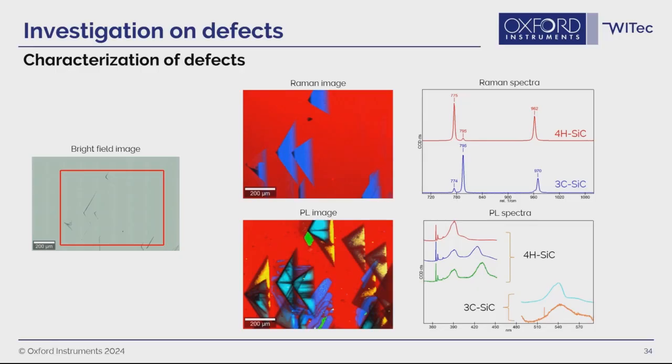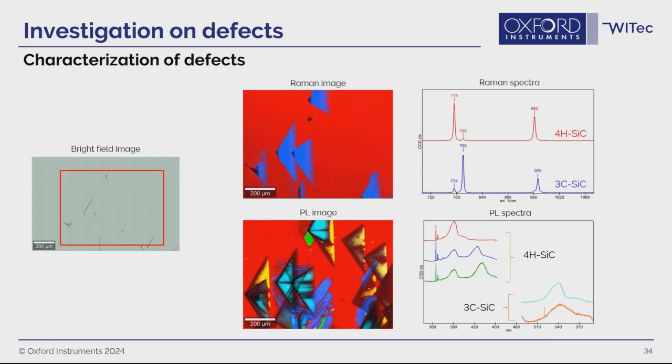As one can nicely observe, the Raman image shows the two phases for 4H silicon carbide and 3C silicon carbide, marked by their characteristic spectra. The lower image, showing the PL results, exhibits a more detailed picture. One can see three spectra which can be correlated with 4H silicon carbide, the red, the blue and the green one, and then two spectra which can be correlated to 3C silicon carbide, the cyan one and the orange one.